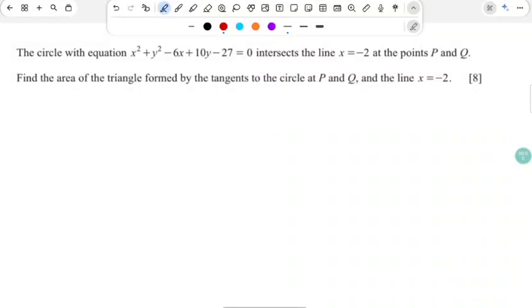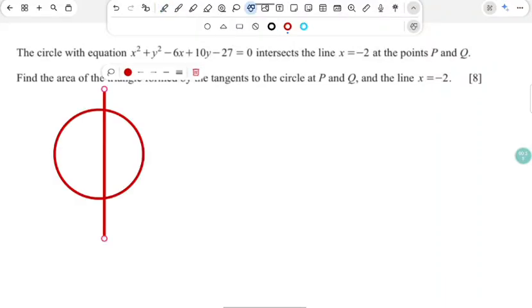Hello everyone. Today we will solve a coordinate geometry problem involving a circle, tangent and area of triangle. So the question says the circle with equation x² + y² − 6x + 10y − 27 = 0 intersects the line x = −2 at the points P and Q. So like this, this is x = −2.